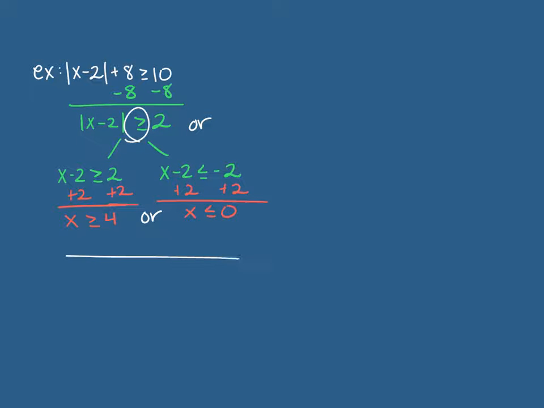So now I'm going to graph this inequality. I have a closed circle at 4 and a closed circle at 0. It is everything greater than or equal to 4, so that's everything to the right of 4, and everything less than or equal to 0, so that's everything to the left of 0. So that's that graph there.